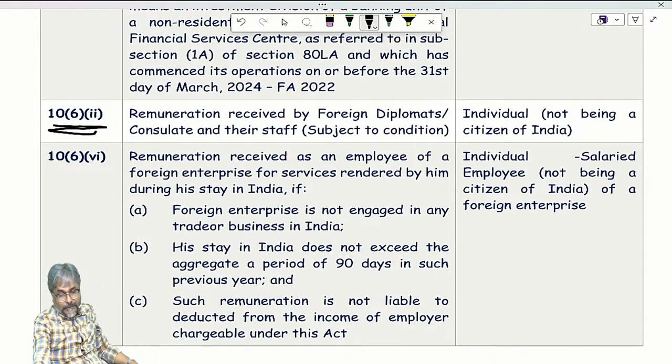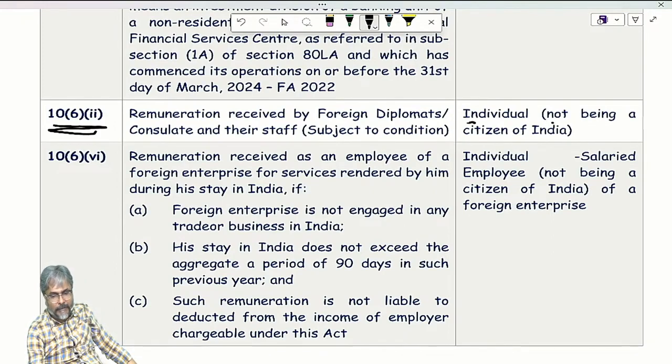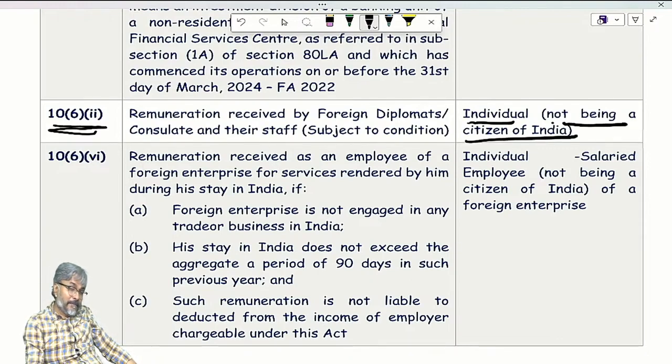In that case, you will say, sir, world income is taxable. So what we have said in this case is that they will be eligible for exemption, but they should not be a citizen of India. Be careful, students. In an embassy office, say the US embassy, even Indian employees are also working there. It's not that you find only US employees; even Indian employees are sitting inside the embassy office.